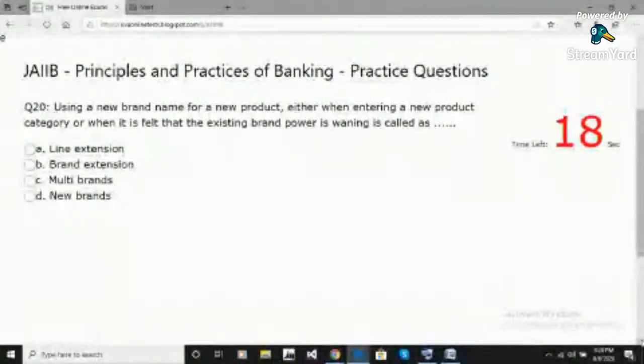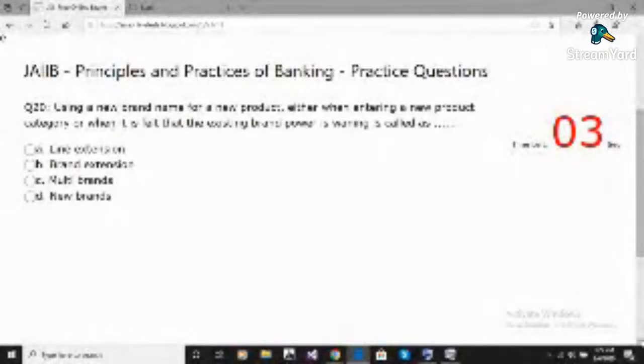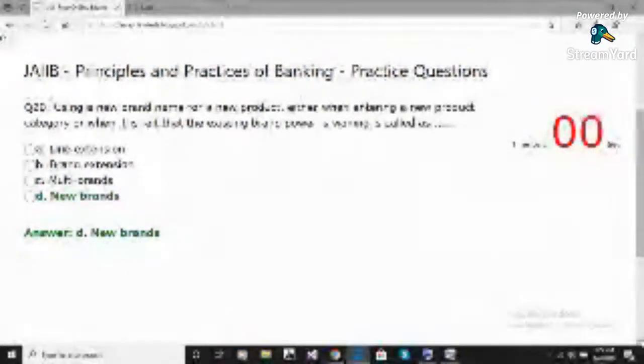Question 20. Using a new brand name for a new product, either when entering a new product category or when it is felt that the existing brand power is waning, is called as? Option A. Line extension. Option B. Brand extension. Option C. Multi-brands. Option D. New brands. Answer D. New brands.